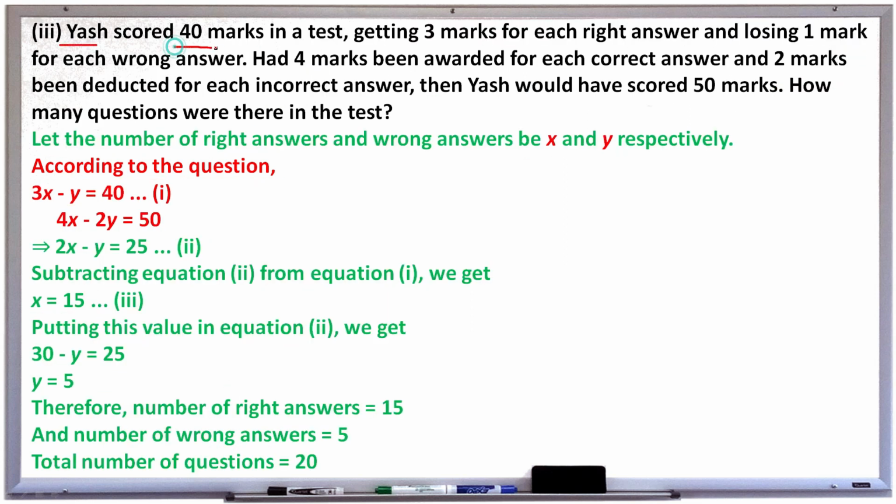Yes scored 40 marks in a test, getting 3 marks for each right answer and losing 1 mark for each wrong answer. If it is a wrong answer, 1 negative mark. Had 4 marks been awarded for each correct answer, and 2 marks deducted for each incorrect answer, Yes would have scored 50 marks. How many questions were there in the test? They are asking the number of questions in the test.